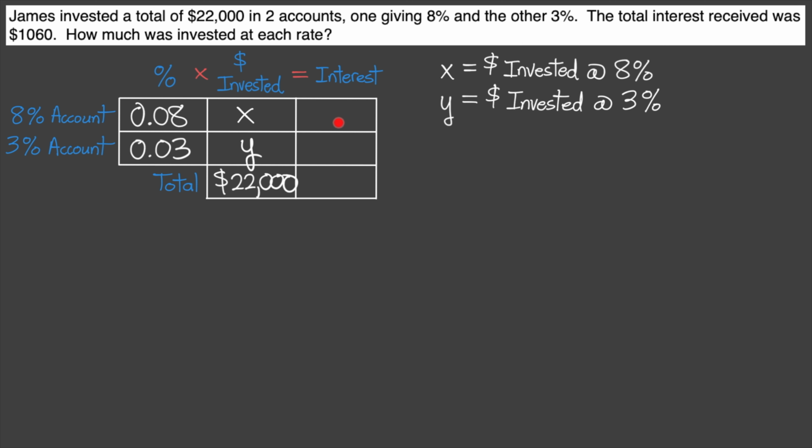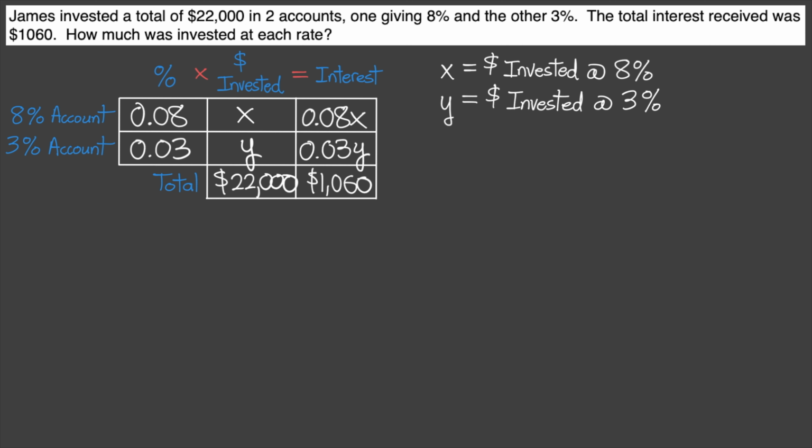Next, to find the interest, you just multiply the percent times the money invested. So the interest for the first block here is 0.08 times x. So we have 0.08 times x. For the 3% account, we do the same thing. We multiply across 0.03 times y. And then the total interest received is here. And the total interest received, they tell us, was $1,060. So we can put that here.